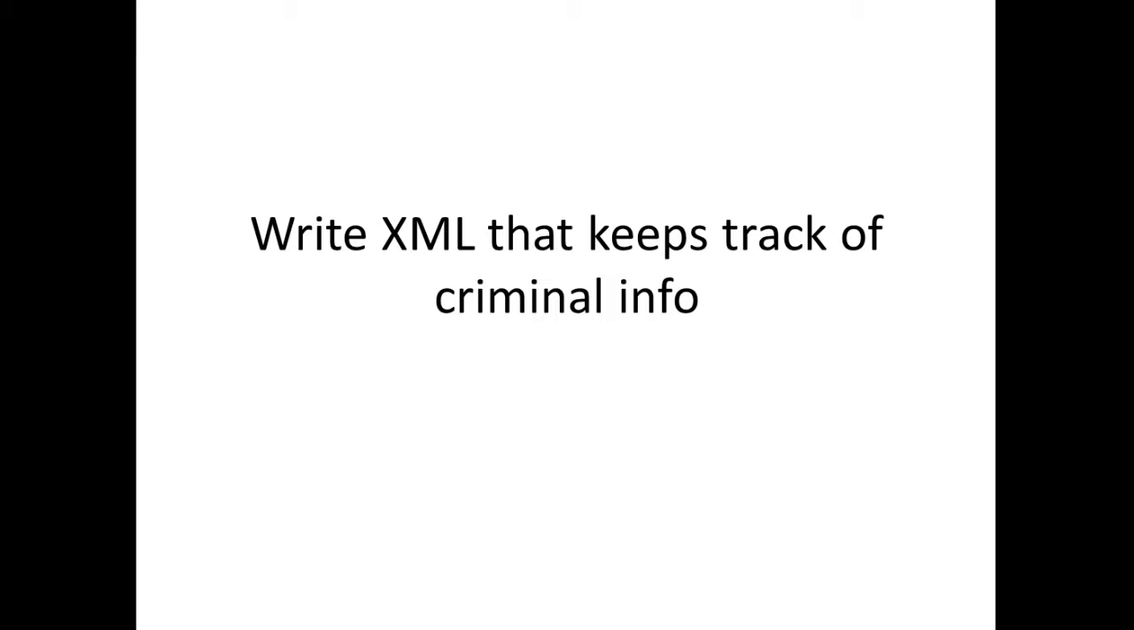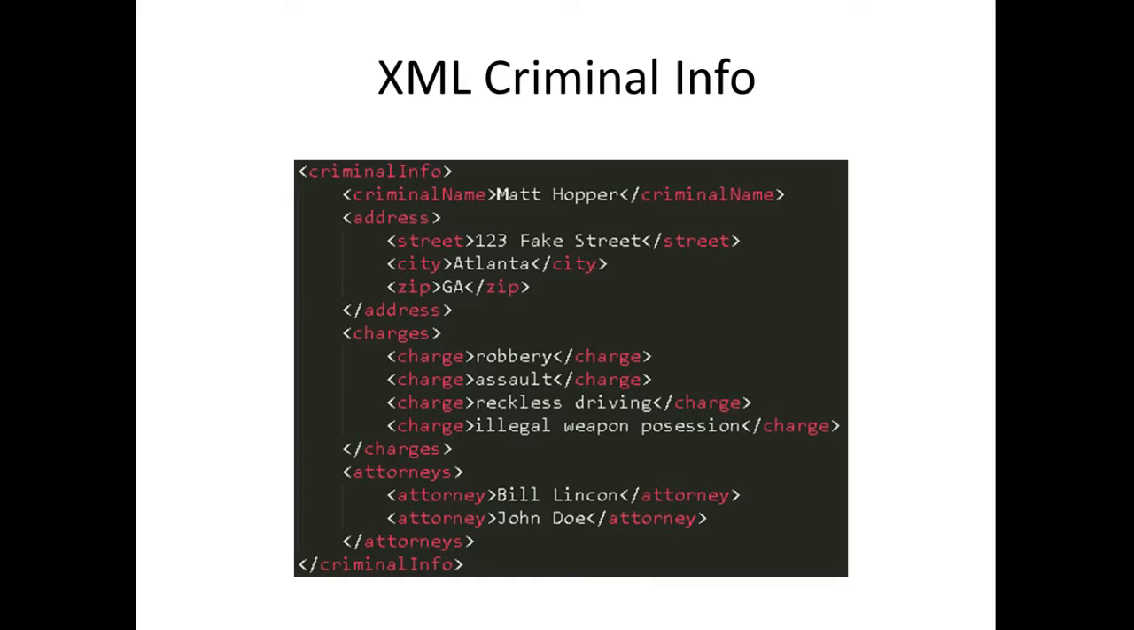So the first thing that I was asked was to create an XML that keeps track of criminal info. So this is how I went about writing this XML. First of all, we have the root element, which would be criminal info, opening and closing tags, and inside this criminal info is going to be information associated with that criminal, such as the criminal name, the address, the charges that were brought up against this criminal, as well as each charge here.